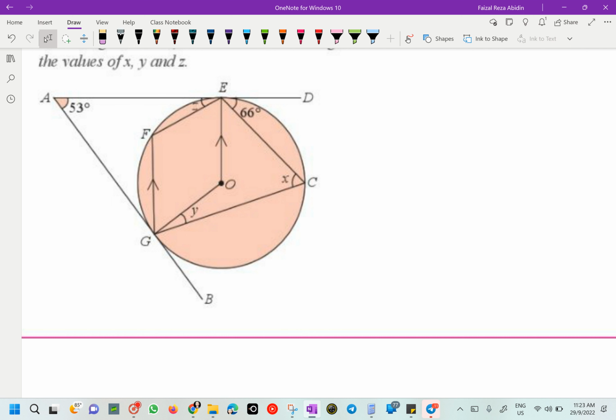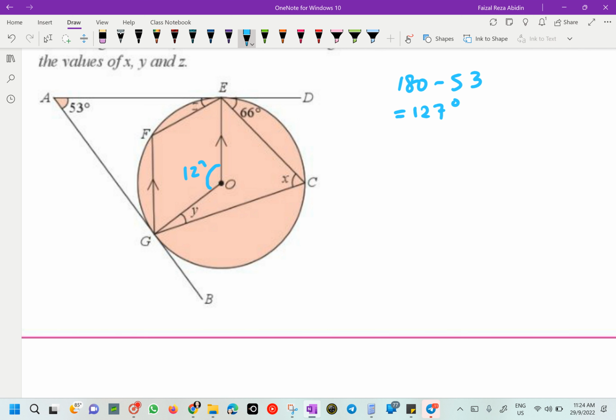X first. Can I find my x there? How? 53. Eh? Oh, kenapa 53? I'm going to get the angle at my center first over here, isn't it? Here. 180 minus 53. That one kan quadrilateral AEOG. AEOG. Can you see that? So, I'm going to get 180 minus 53. That one is going to be 127 at our center there.